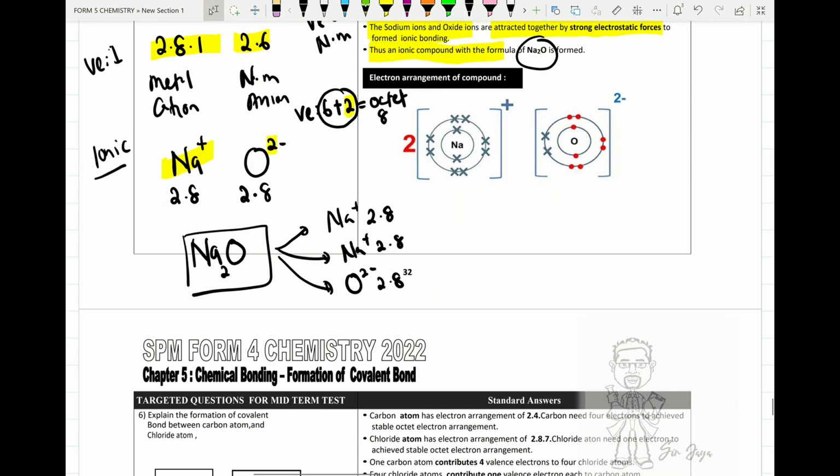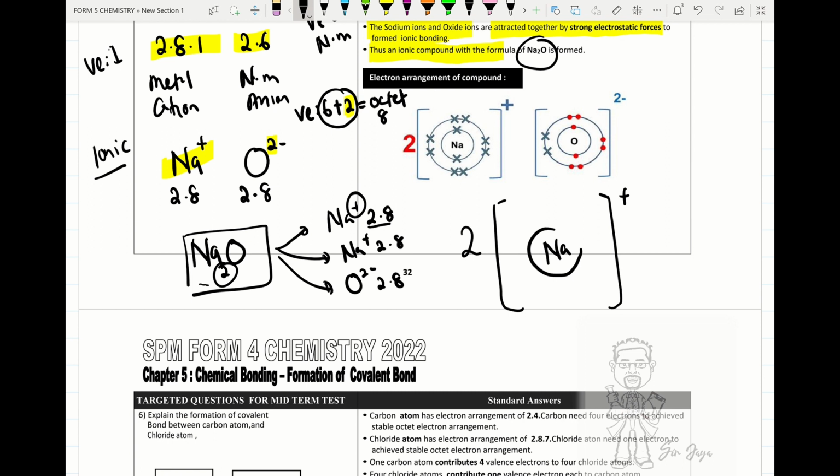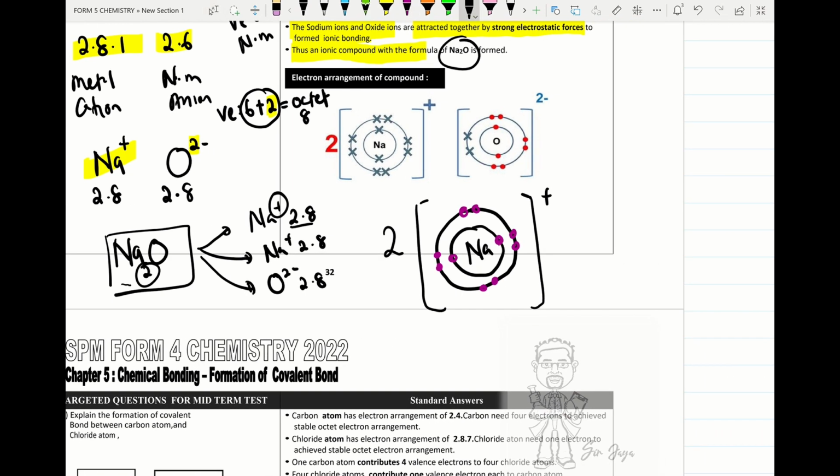So how to draw this one? We have 2 sodium ions, so we put 2 sodium ions. We take the 2 and put it here. We open the bracket, close the bracket, and put the charge here. We check that the sodium ion has 2 shells, and we use the dot symbol here, 2.8. And we try to draw the oxide.